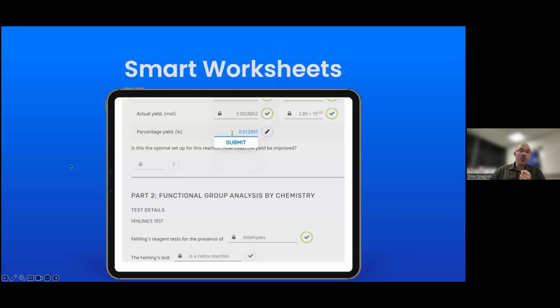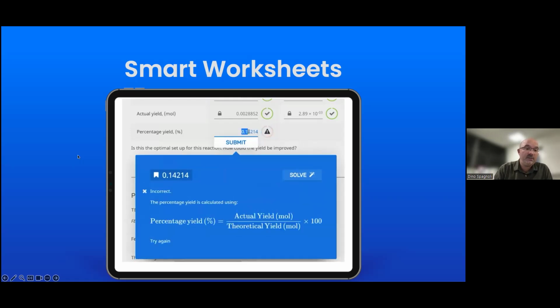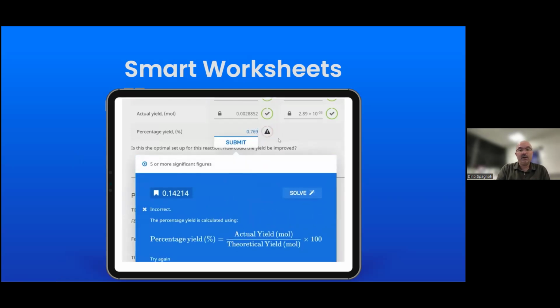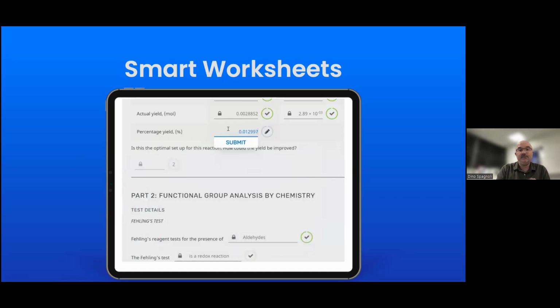So this is what a smart worksheet looks like. You can see that students would put in a response and then they would get feedback on their answer. And this is one of the reasons that we really turned to these smart worksheets, is because students could get timely and effective feedback.